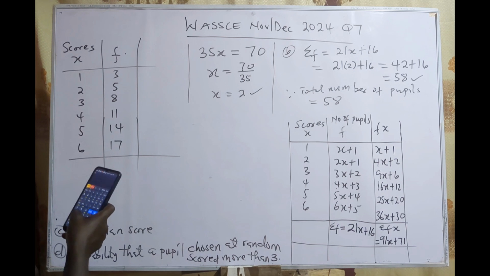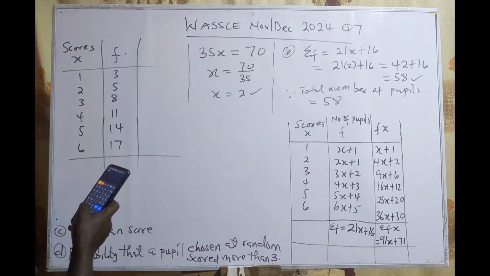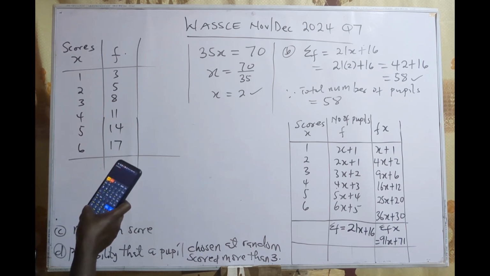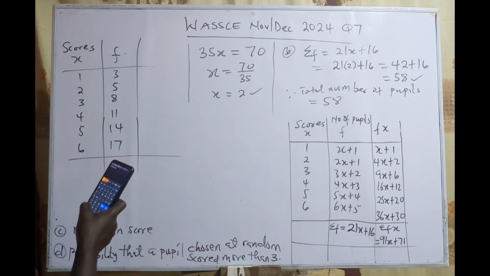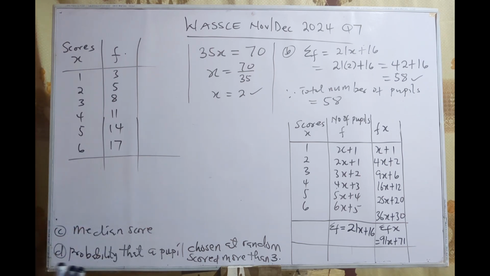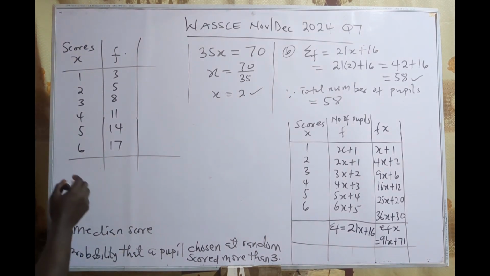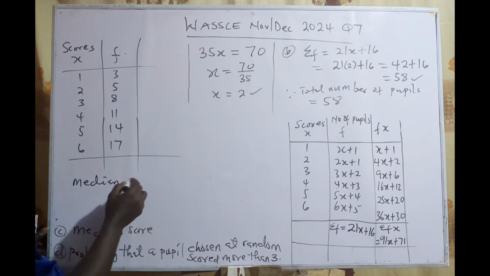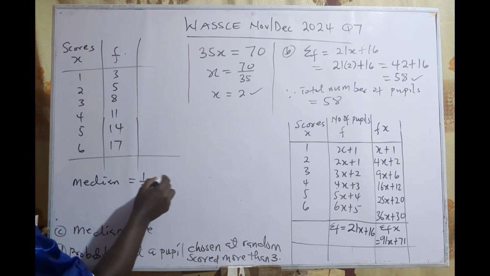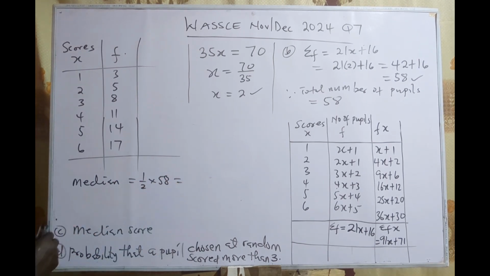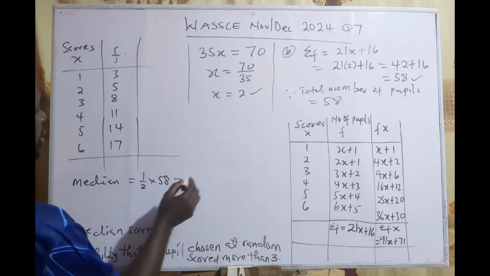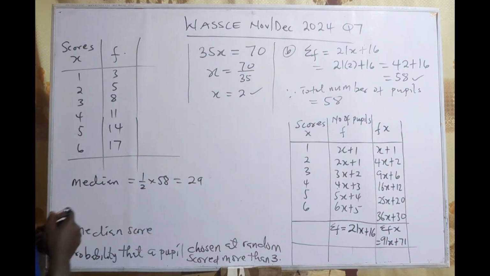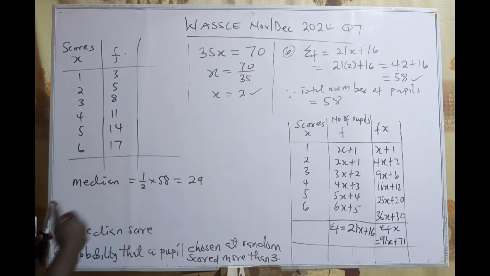So 3 plus 5 plus 8 plus 11 plus 14 and then plus 17. Alright, we are getting 58. So that is correct. So now we can see our median is equal to half of 58. And what is half of 58? 29. Alright. So 58 is an even number.